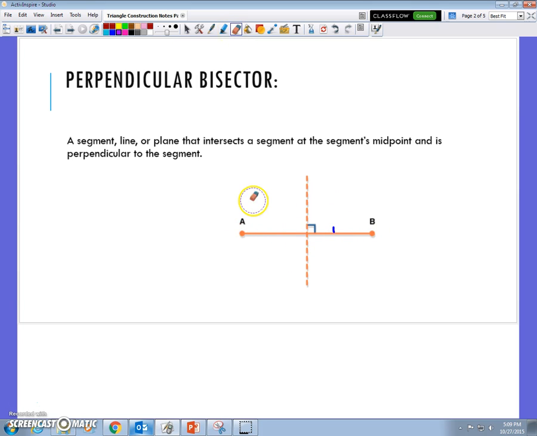Like I said, it doesn't matter where I have the point. If it's right here, those two are equal. If it's right here, those two are equal. There's always equal length from the perpendicular bisector to each endpoint.